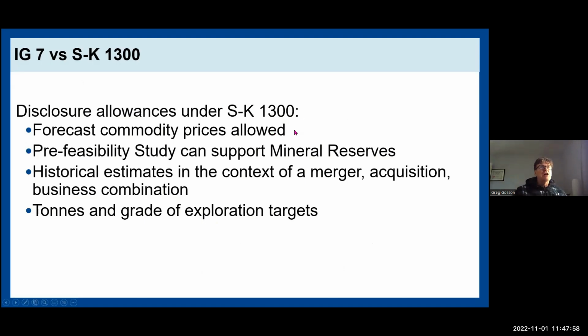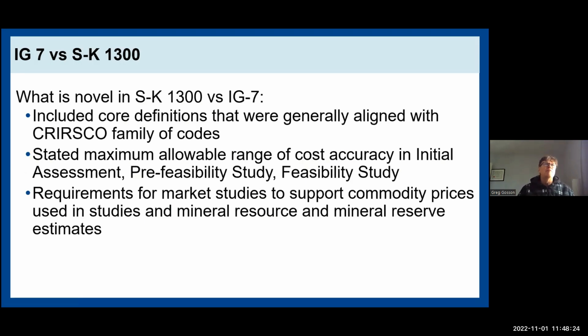Industry consensus is a common basis used by most people now. Pre-feasibility study can support reserves. You can now disclose historical estimates of resources and reserves in the context only of a merger or acquisition, and there's some fairly tight rules around what you have to disclose. You can now disclose tons and grade of exploration targets. You could never do that under Industry Guide 7. You can now do it under SK-1300.